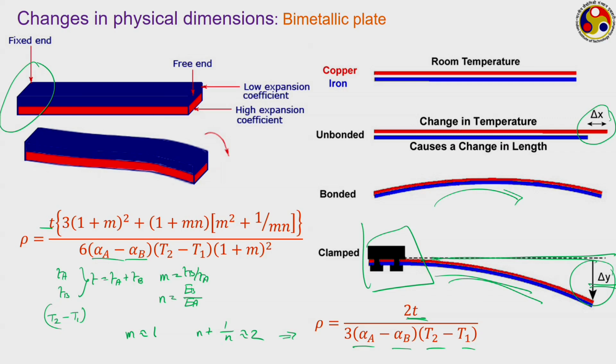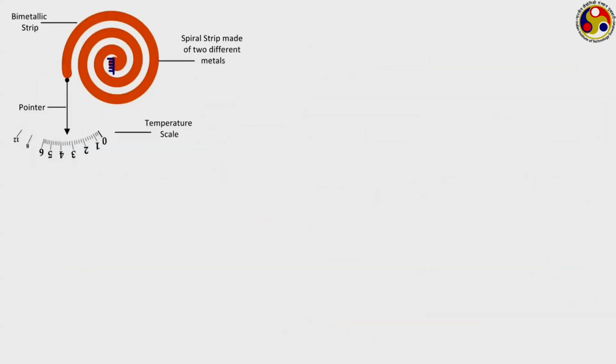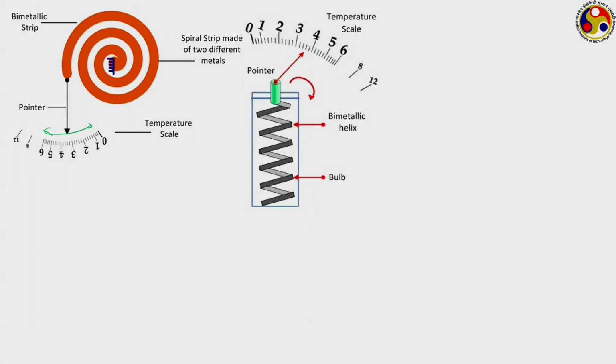That is a simple configuration, but there can be several possible designs of bimetallic plate. Like we can have a spiral type of design where the center of the spiral is fixed and the free end can expand and accordingly move over this particular scale. Another possible design can be a helix, where you have a bimetallic helix, and because of the thermal expansion the pointer can move over this particular scale.